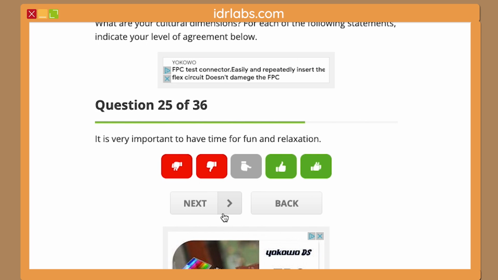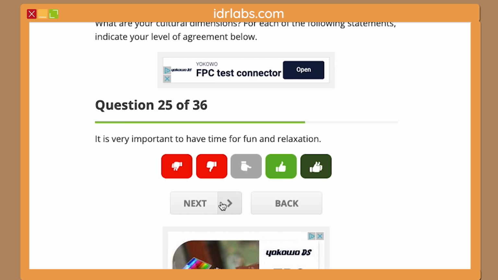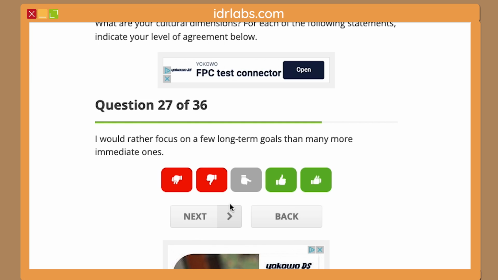Question 25. It is very important to have time for fun and relaxation. Well, yes, cultural dimensions test it is. If you only knew. Question 27. I would rather focus on a few long-term goals than many more immediate ones. That's a tough question, but I think I soft agree. I consider most choices I make in terms of future impact, and I'm beginning to fret about the future impact of this quiz on my life.